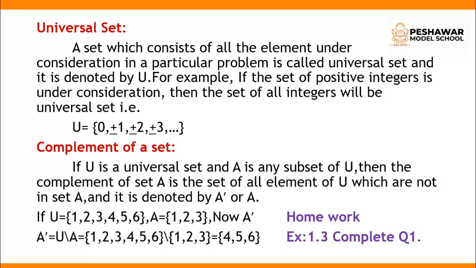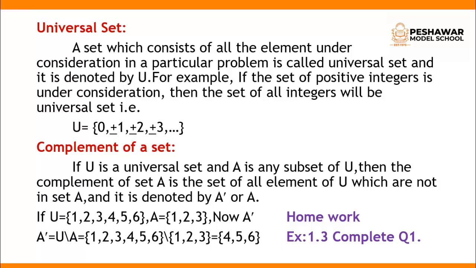Let's suppose an example. For example, if the set of positive integers, meaning those numbers which have a plus sign, is under consideration, then the set of all integers will be the universal set. That is, universal set is equal to 0, plus minus 1, which means it contains plus 1 and minus 1, plus minus 2, plus minus 3, and so on.